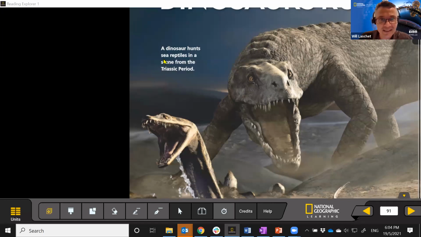And the reason it says that it's hunting sea reptiles is that these reptiles that lived in the sea at this time were not dinosaurs. They were another type of reptile, and they were called plesiosaurs. So this dinosaur is hunting for plesiosaurs, or sea reptiles, which lived in the water.